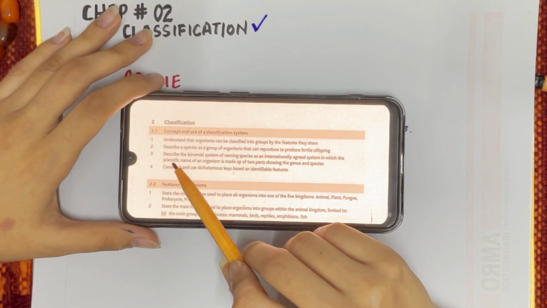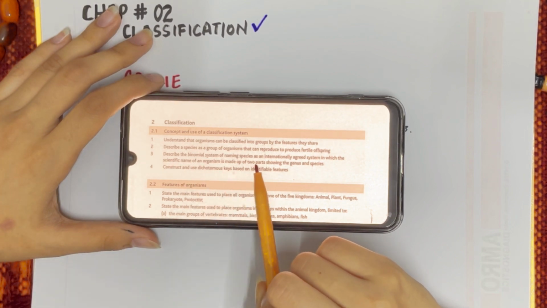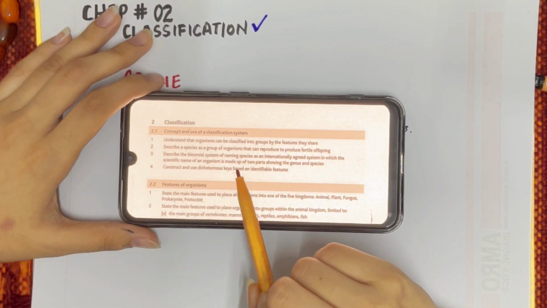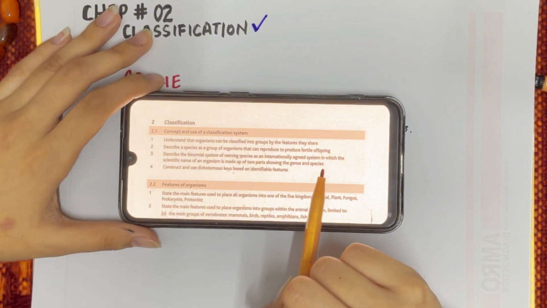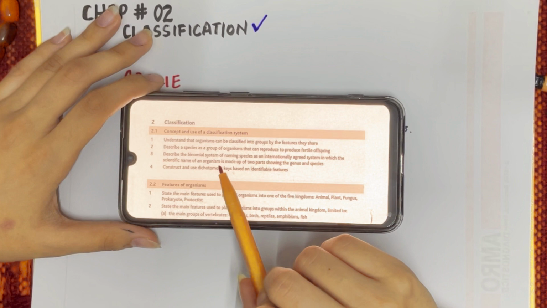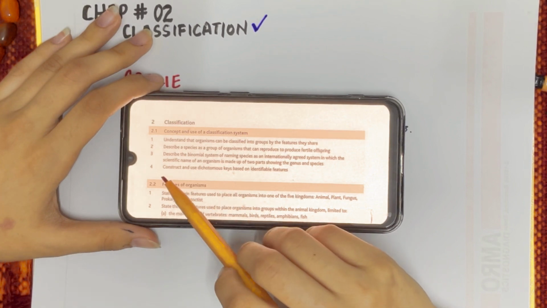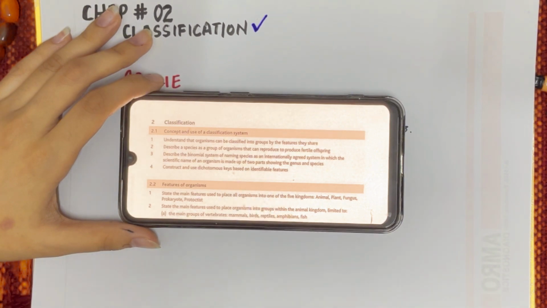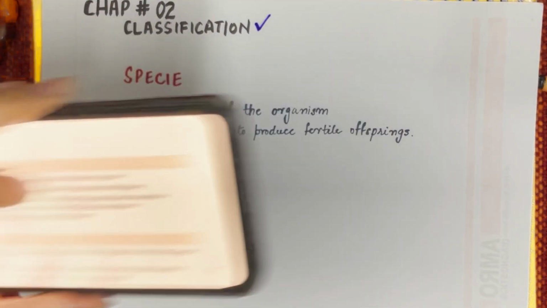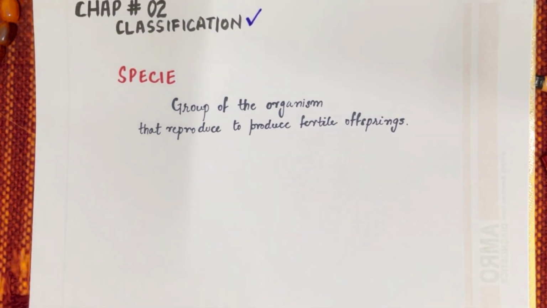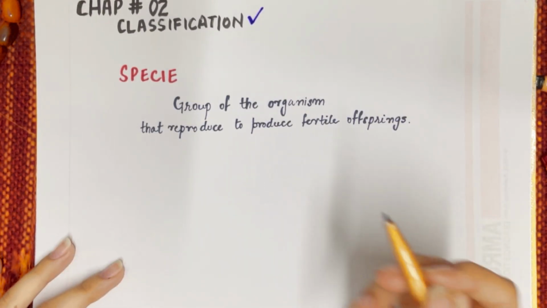We are being asked to describe the binomial system of naming species as an internationally agreed system in which the scientific name of an organism is made up of two parts showing the genus and the species. So we will be discussing the binomial nomenclature basically. And the fourth pointer says construct and use dichotomous keys based on identifiable features. So we will try to cover most of the topics in this video.